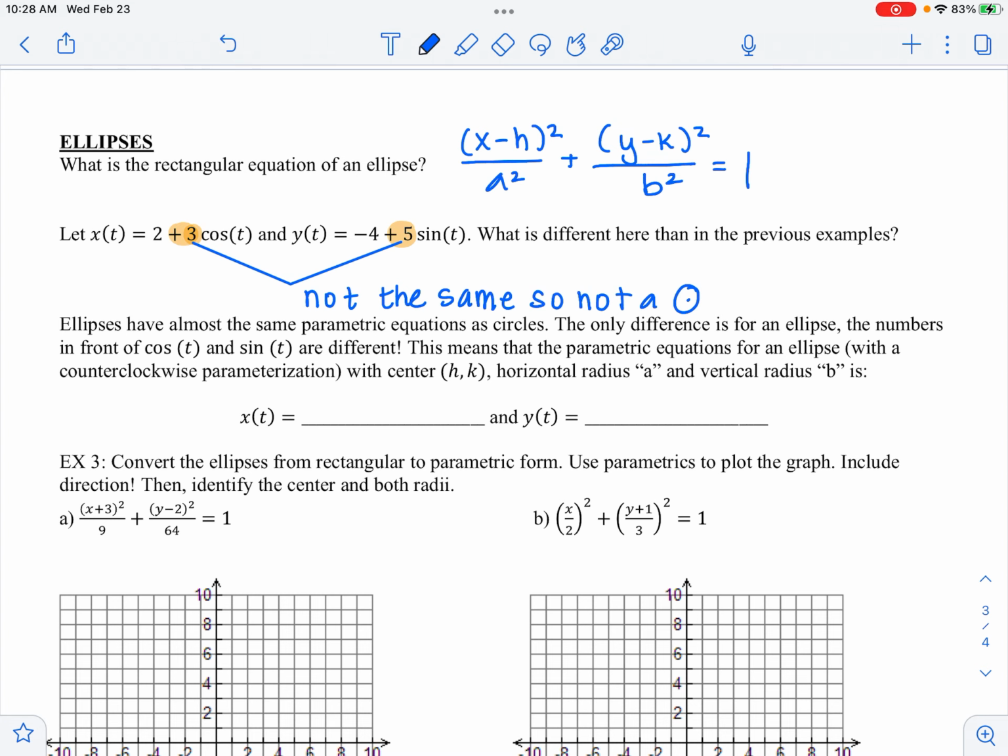Ellipses have almost the same parametric equations as circles. The only difference is for an ellipse, the numbers in front of cosine and sine are different. This means that the parametric equations for an ellipse with a counterclockwise parameterization with center (h, k), horizontal radius a, and vertical radius b is x of t equals, it's still h plus, and then instead of r, you're going to take the a value cosine of t. And then y of t is k plus b value sine of t.